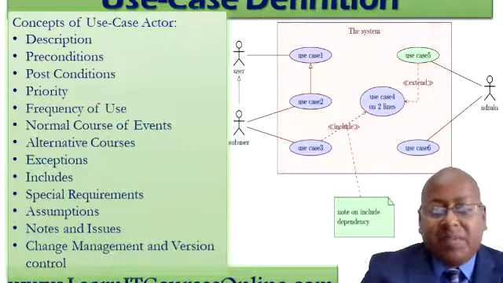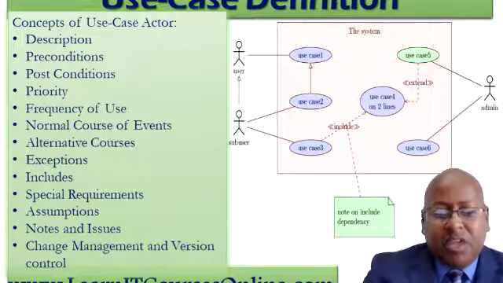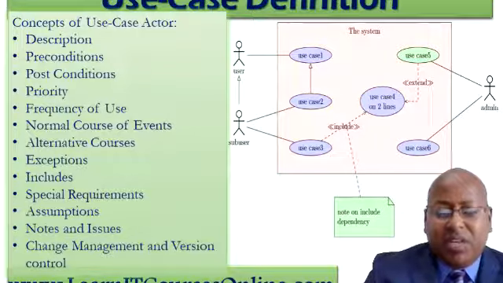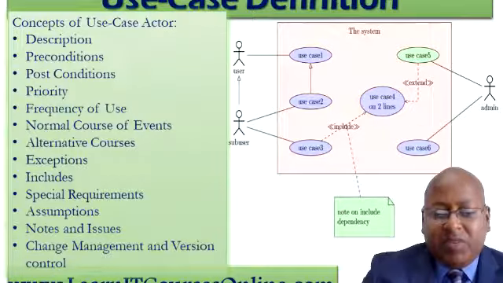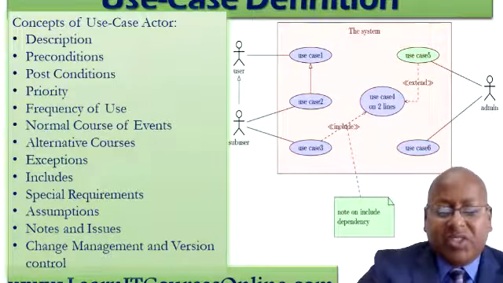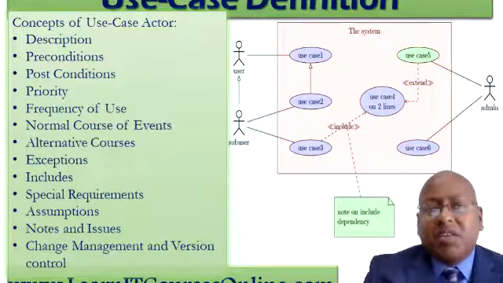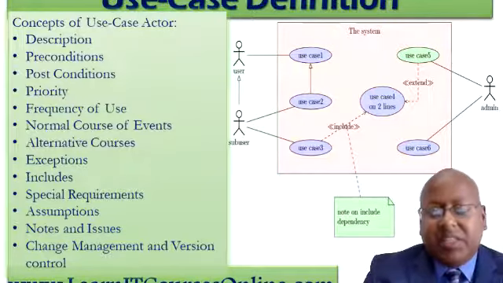Finally, change management and version control. Version control is the management of changes to documents, large websites, and other collections of information. Changes are usually identified by a number or letter code, termed the revision number or revision level. Each revision is associated with a timestamp and the person making the change. In the next few slides, we're going to cover examples to detail this.